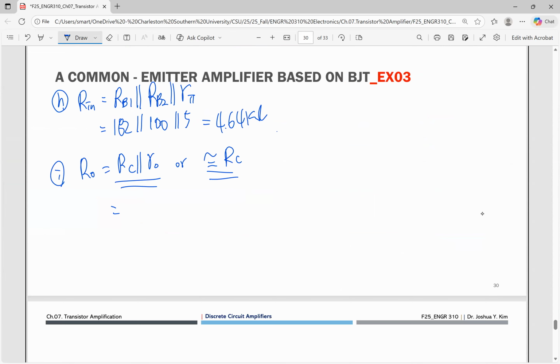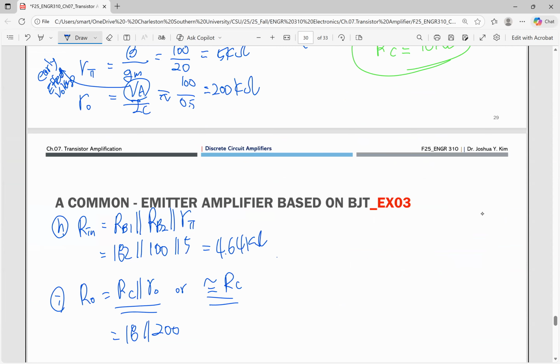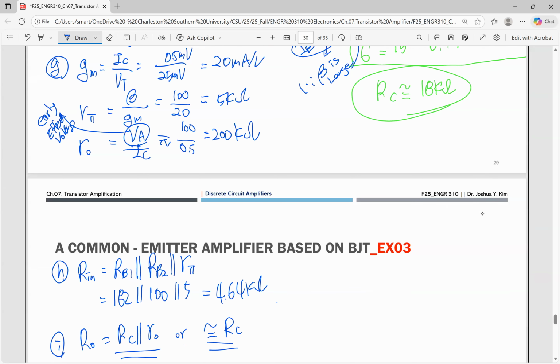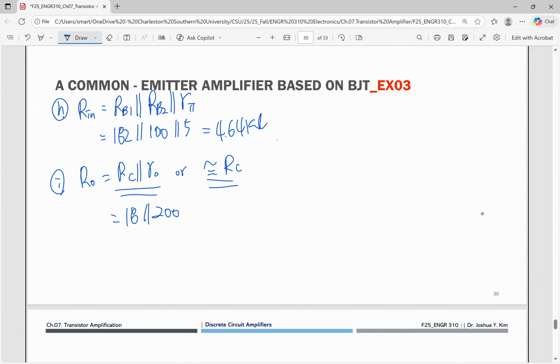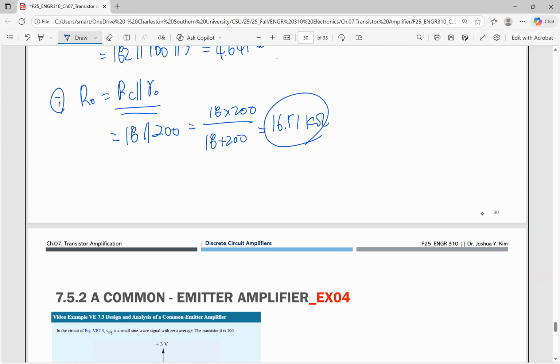So in this case, we have already calculated. So maybe 18 and then 200 here because we're gonna also have R sub 0, 200 kilo ohm. Okay. Sometimes it's really small. All right. So I'm sorry, this is really not played in this case. So that was for 18 plus 200, 18 times 200, it was 16.51 kilo ohm. Right?